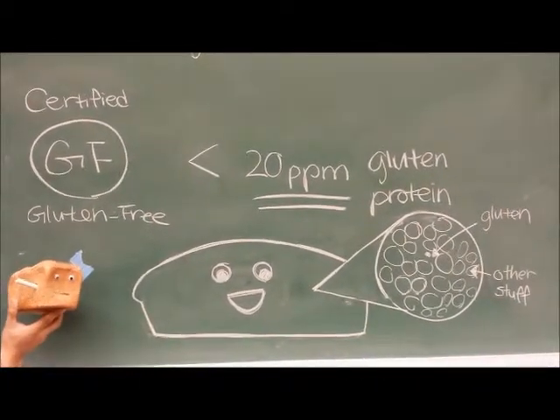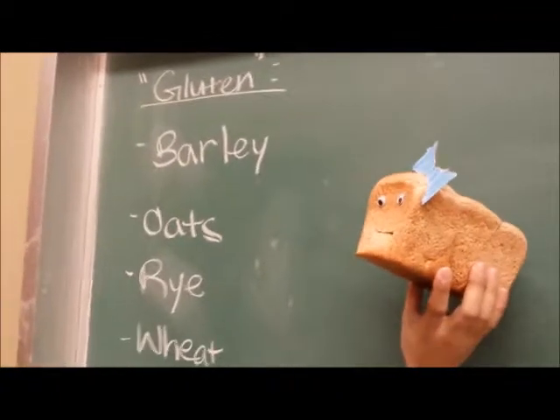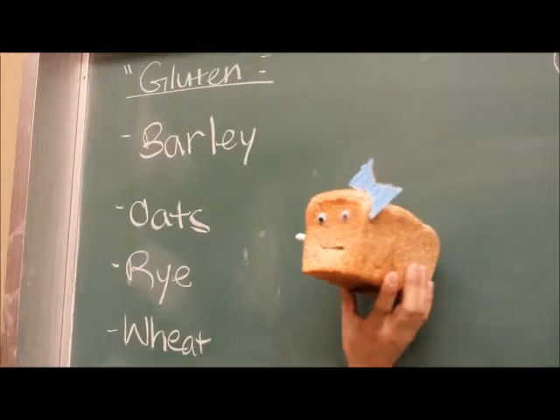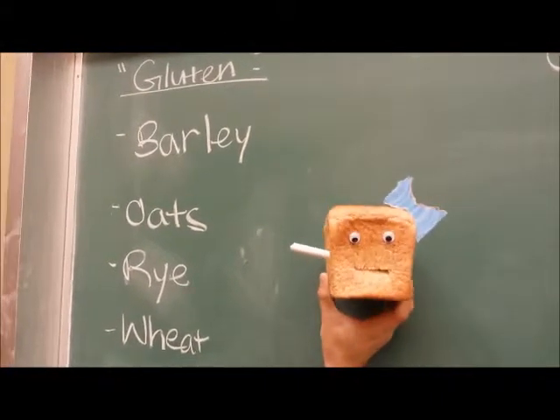According to the same act, gluten is any gluten protein from barley, rye, and wheat. Oats do not naturally contain gluten. However, they are easily and commonly contaminated by gluten during processing and manufacturing.